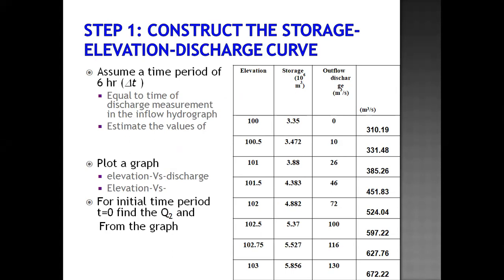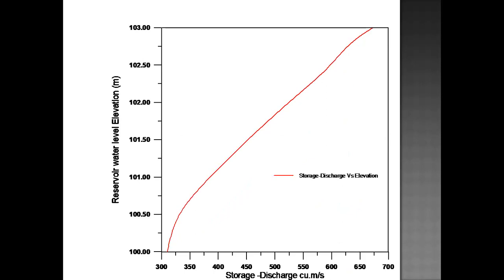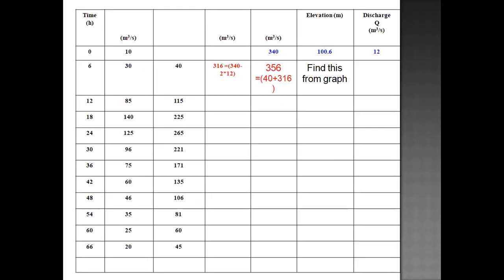Estimate the values. Here plot a graph of elevation versus discharge, and for the initial time period t equal to 0, find the Q2 from the graph. Here elevation, storage and outflow in meters cube. Reservoir water level elevation in meters, storage discharge in cubic meters per second. Here storage discharge versus elevation, and outflow also, in cubic meters per second.